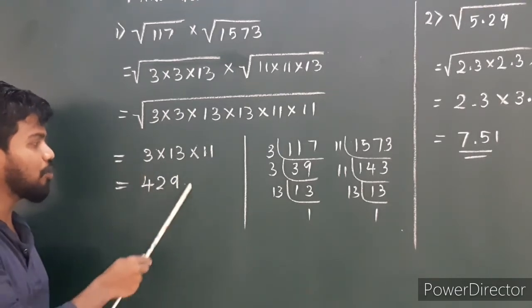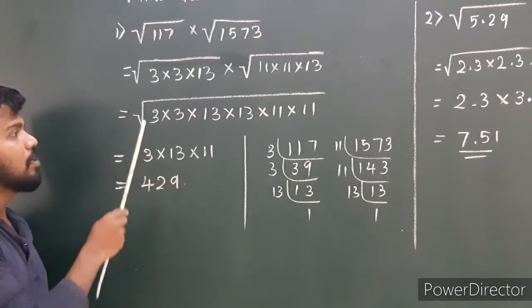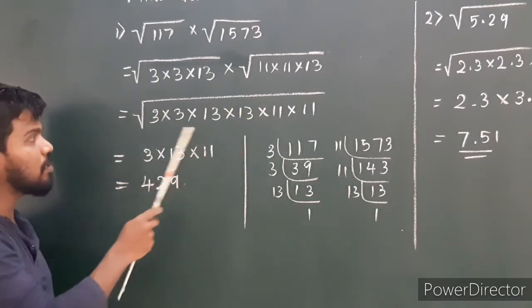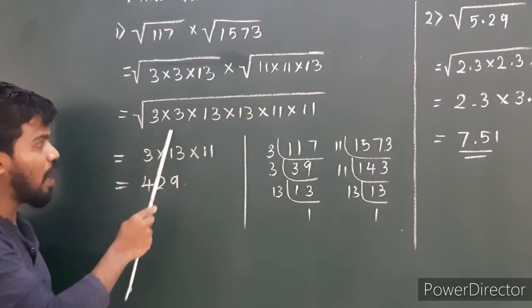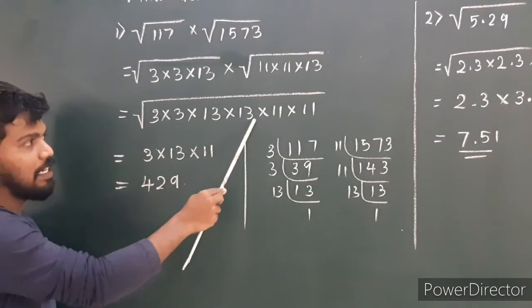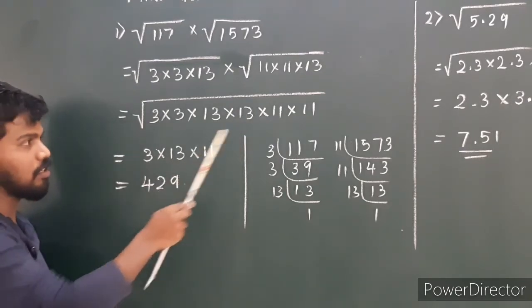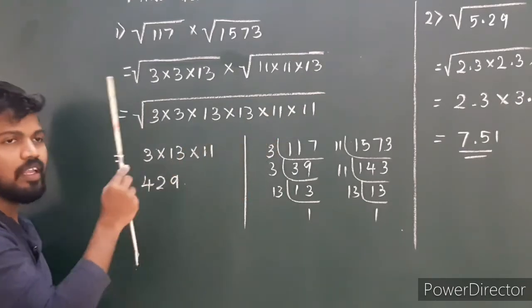So the final answer you got is 429. You see that for the square root, if you have 3 into 3, you write only one 3. If you have 13 into 13, you write only 13. And 11 into 11, only 11.